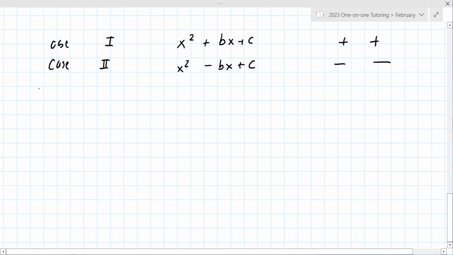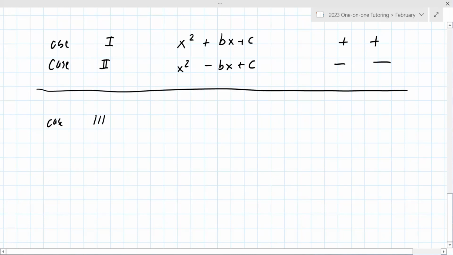Okay, but they really increase in difficulty from here, case 3 and case 4, because the answer is going to have one positive and one negative, or one negative and one positive. So we're going to look at those now. Just a little more effort on your part to be able to factor these. So let's jump right in here.